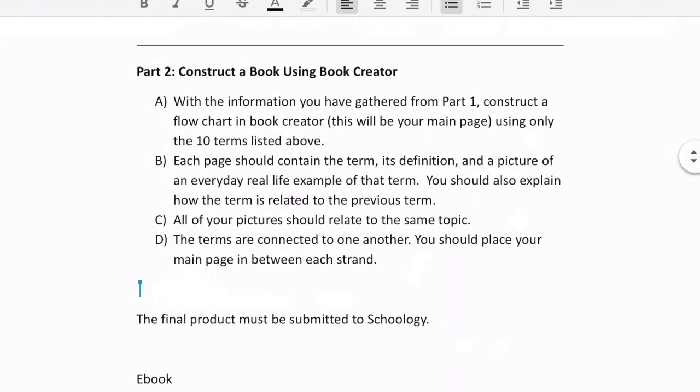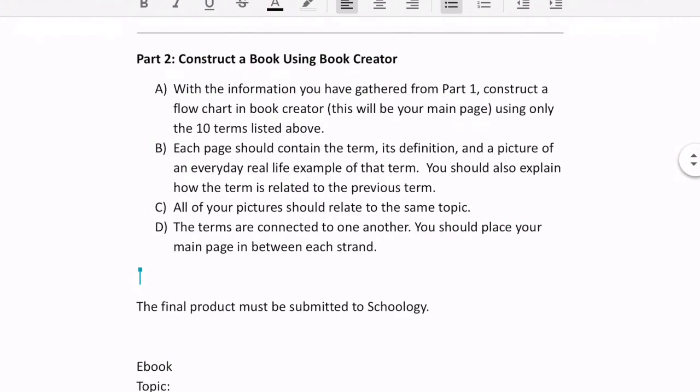The big reason why I'm going over this ebook creator is to show you exactly what we're looking for. I want to know how you're going to connect a topic to the vocabulary that you learn about so that you can remember the terms better. That's the whole reason why we're making this book. So the first thing is, with the information you've gathered from part 1, you're going to construct a flowchart in Book Creator. So what does that mean?